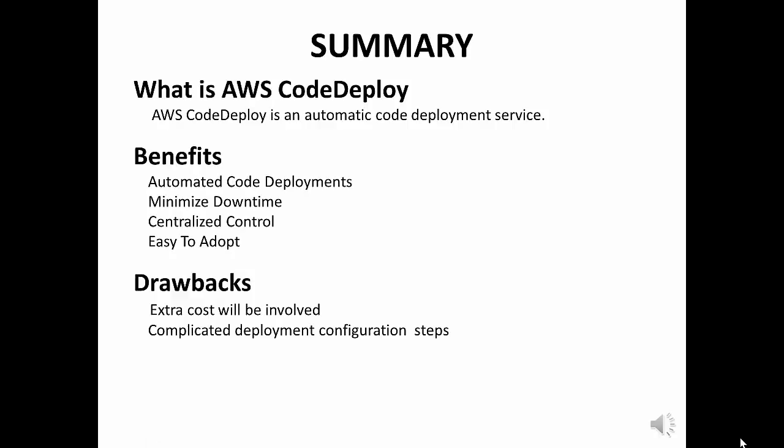What is AWS CodeDeploy? AWS CodeDeploy is an automatic code deployment service. It lets you deploy code from an S3 bucket or GitHub to your server instance. It has benefits, and also drawbacks. The major benefits are that it can automatically deploy code, and it can minimize the downtime.